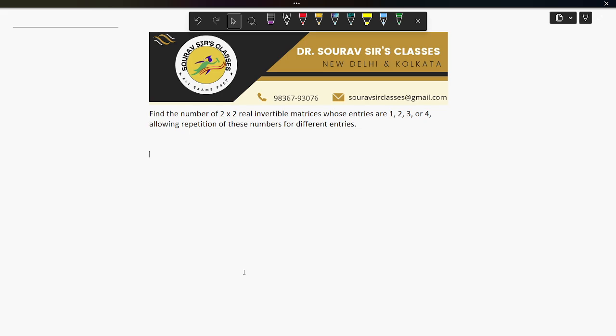Okay. So the total number of 2 cross 2 matrices is what? Each of the 4 entries in a matrix can be independently chosen from the given set, which is 1, 2, 3 and 4 here. Thus, the total number of such matrices will be 4 to the power 4, that is equal to 256. We know that. Now we have to see the condition of invertibility.